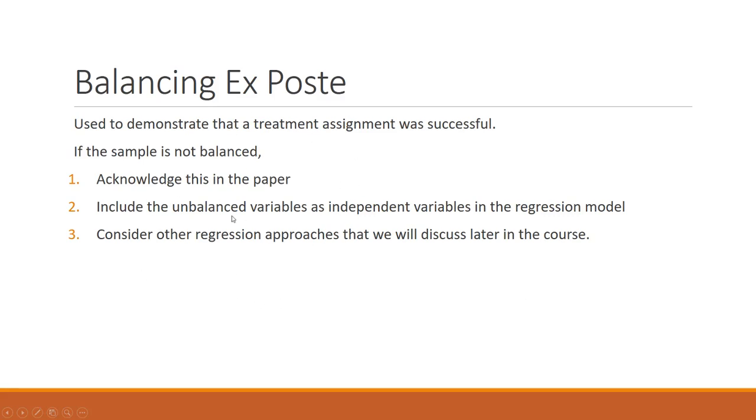If we find that the sample doesn't balance, we have to try to solve it somehow. We would acknowledge it in our research paper. We would include the unbalanced variables as independent variables in the regression model. And we would consider using some other approaches that we'll talk about later in the course.